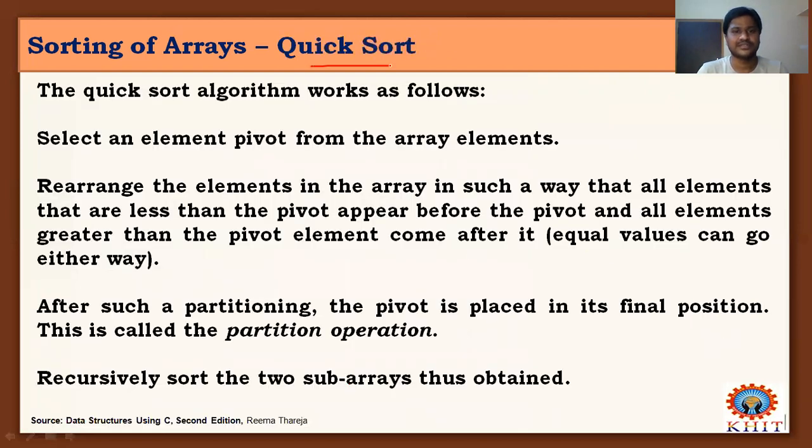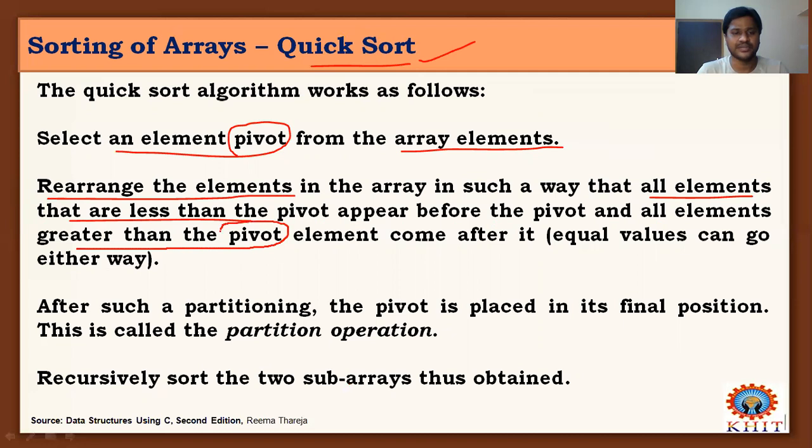And coming to quicksort, we know the process very well. Quicksort works, as its name says, by sorting the elements very quickly. The first starting process is to select an element as pivot from the array elements, and rearrange the elements in the array in such a way that all elements less than the pivot appear before the pivot, and all elements greater than the pivot come after it. So it is the process of dividing the array into two parts when we are selecting the pivot, and that is the first step in quicksort.